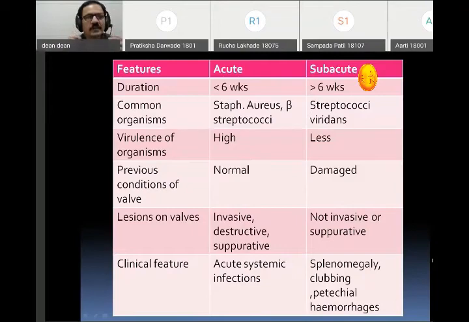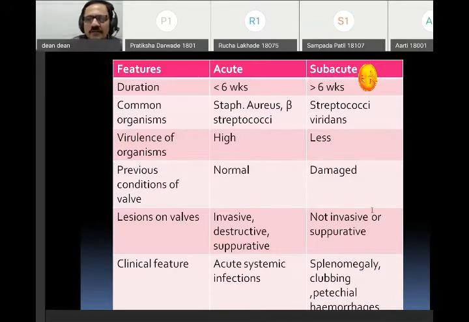Important thing, again: the basic difference between acute and subacute bacterial endocarditis. Right, someone has answered correctly. It is seen in limb-borne endocarditis. So the basic difference between acute and subacute, I mentioned duration: in acute it is less than 6 weeks, in subacute it is more than 6 weeks.